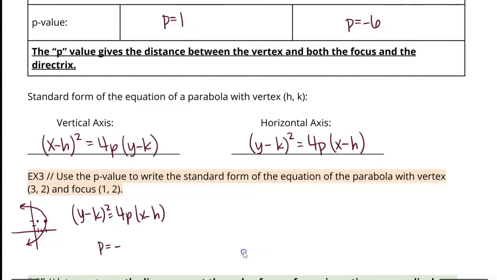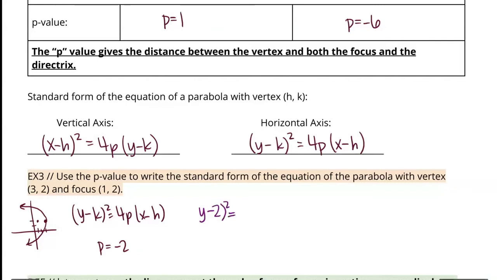Well, what is the distance between the focus and the directrix? Go ahead and put that into the Edpuzzle. They're 2 units apart, right? So our p-value is going to be negative 2. And then the only other thing I need to write the equation is the vertex and to plug that in. So this is going to be y minus, the y-coordinate of the vertex is 2.